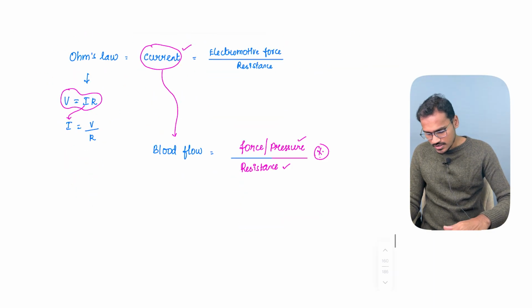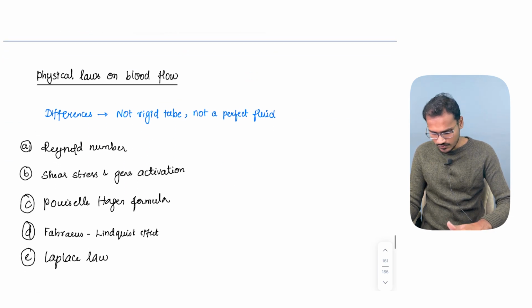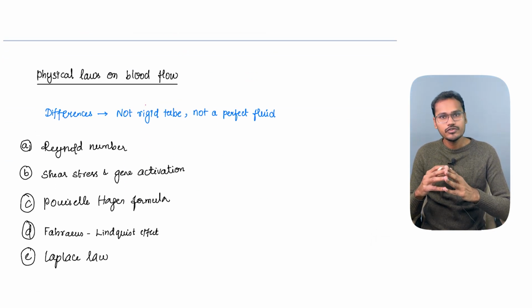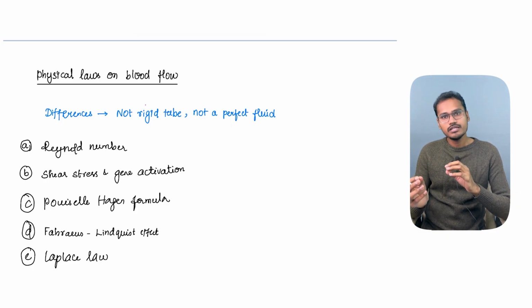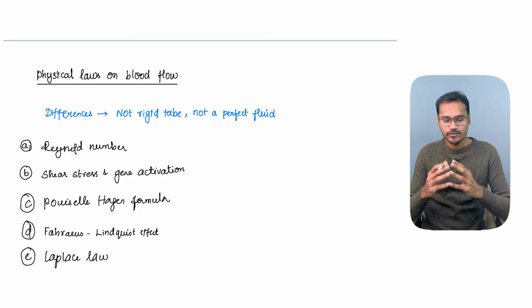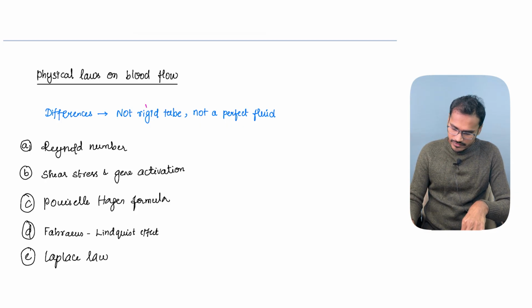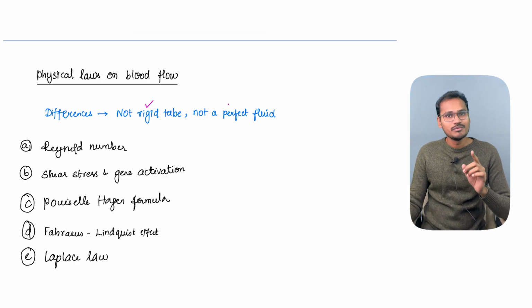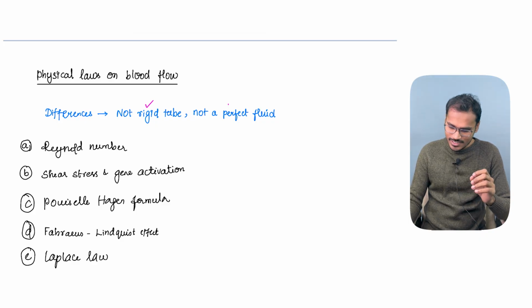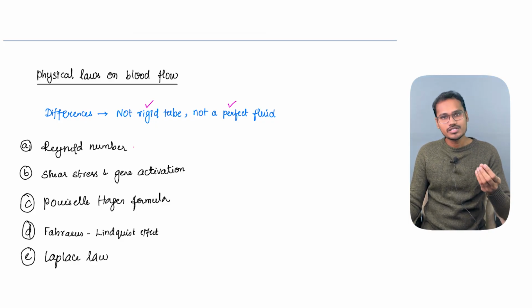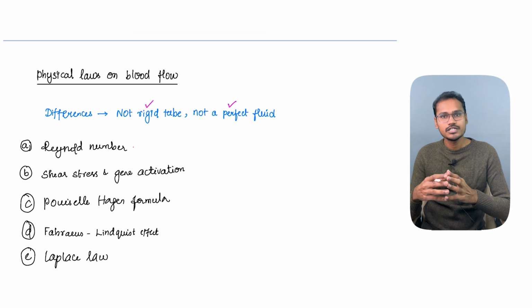Next, coming to some of the laws which govern the blood flow. This will be our discussion point. What is the difference between blood flow and normal fluid flow? First, a fluid normally flows through a rigid tube, but blood vessels are not rigid, so that is one major difference. Second, blood is not a perfect liquid, because it has so many blood formed elements, the cells also. These are some differences, but still some of the physical laws apply, and it works very similarly to a normal fluid flowing through a rigid tube.